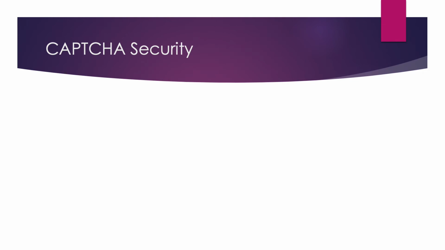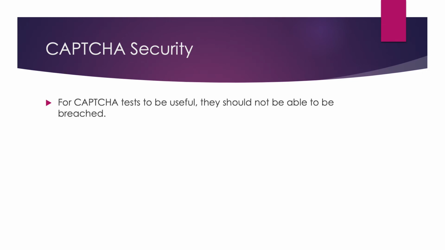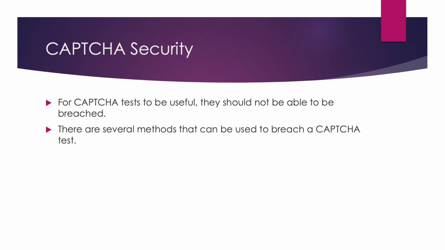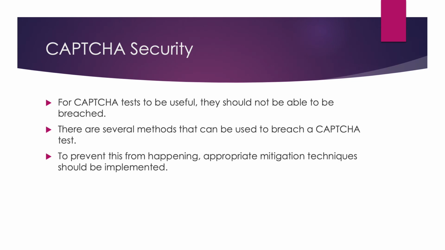Now let us look over CAPTCHA security. For CAPTCHA tests to be useful, they should not be able to be breached. In other words, they should not be able to be solved by a program or a bot. There are several methods that can be used to breach a CAPTCHA test, however. To prevent this from happening, appropriate techniques or ideas should be implemented so that the attackers or the user who wants to breach the security of CAPTCHA cannot do it as easily.